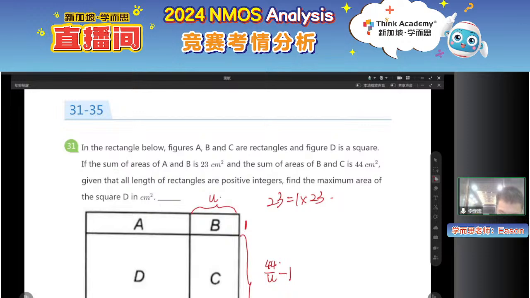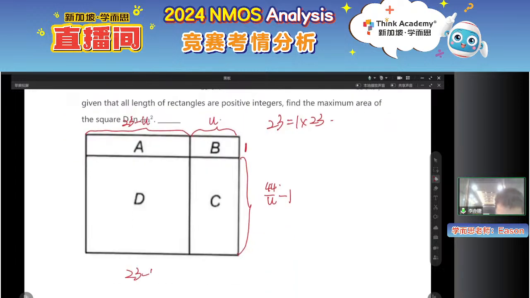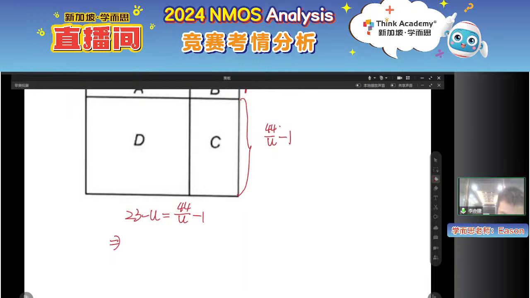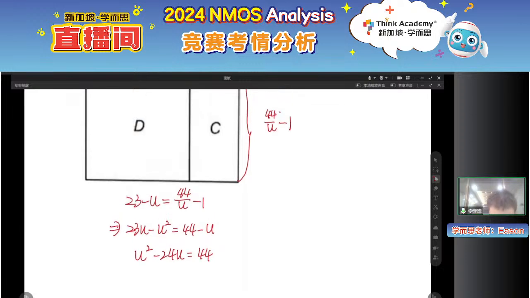And then, because we know this is 23, the length of A is 23 minus U. Now we know that D is a square, so we get 23 minus U equals 44 over U minus 1. Solving it into a quadratic equation: 23U minus U square equals 44 minus U. So it's U square minus 24U plus 44 equals 0.